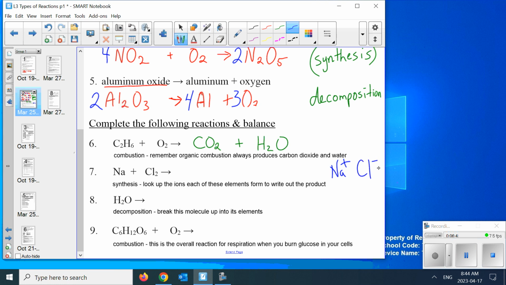Pretty well most classes for the rest of the year. So this one's a simple one to combine, right? A positive one and a negative one come together. It's 1 to 1. Just NaCl. You're familiar with that. Then you just have to balance this.